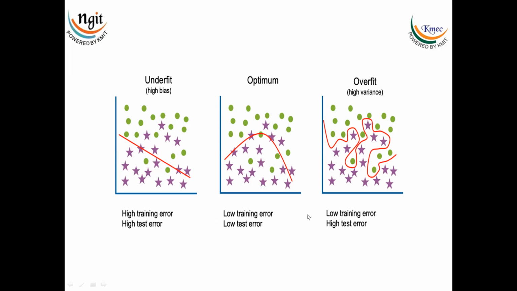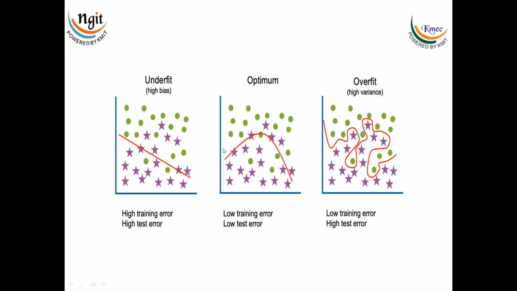So when you are saying overfit, what does it mean? When you have low training error, it means during the training your model is performing well, but during the testing your model is not performing well. This is called overfit. Overfit means you have low bias and high variance. You are performing well during the training but not performing well during the testing. So this is called low bias and high variance.